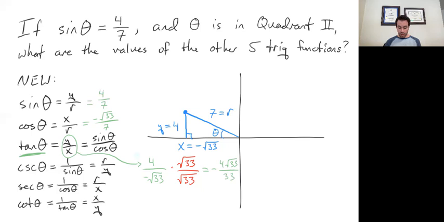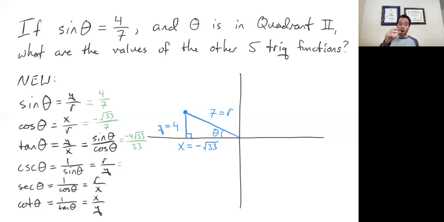So I'll clean this up so that I have some room to do the next ones, but I'll remember that this is negative 4 square root of 33 over 33. Okay. What's next? Cosecant. This is r over y. I promise this one's going to be super easy because y over r was 4 over 7, right? Well, if you flip that upside down, you turn the sine into the cosecant. So r over y is going to be not 4 over 7, but 7 over 4.